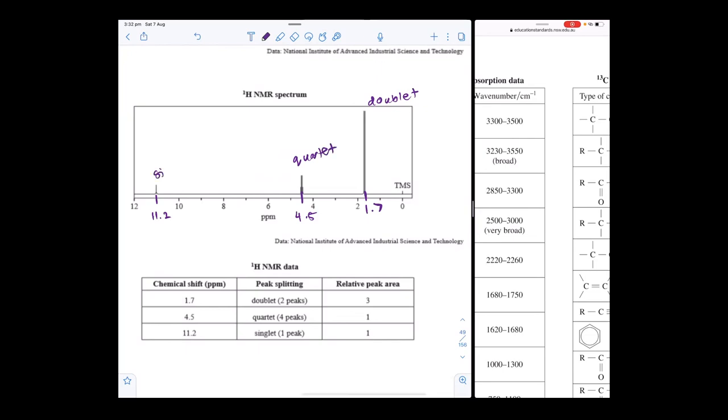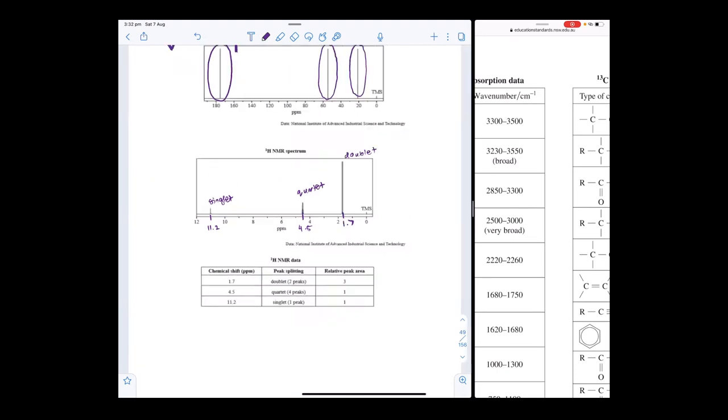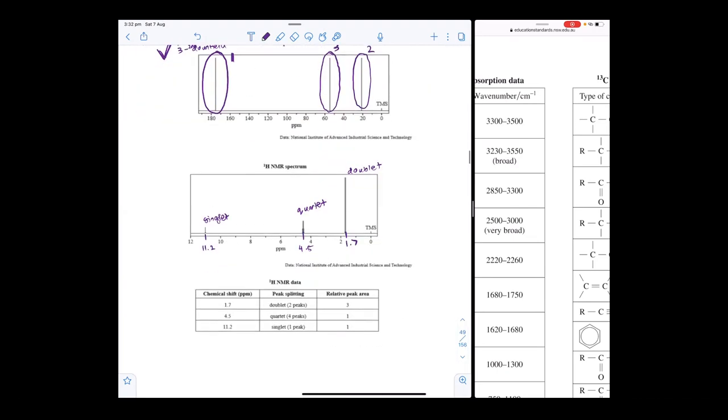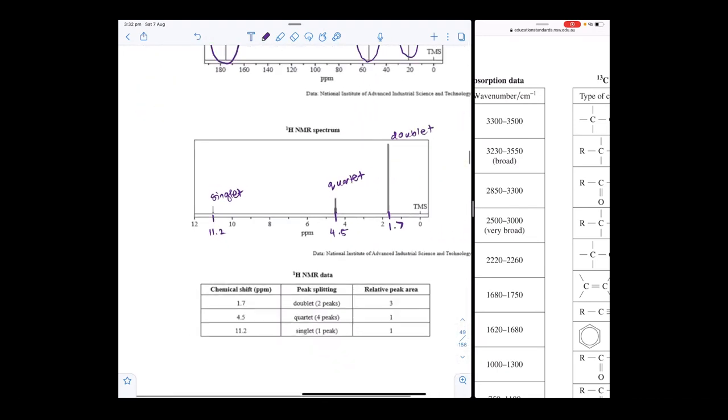And 11.2 has a singlet. Now, a little bit of a tip to all of you. If you know there is an OH group in the compound, what would the singlet represent? That OH group. Very good. Good pickup, Sarah. But anyway, we'll come to the two compounds.